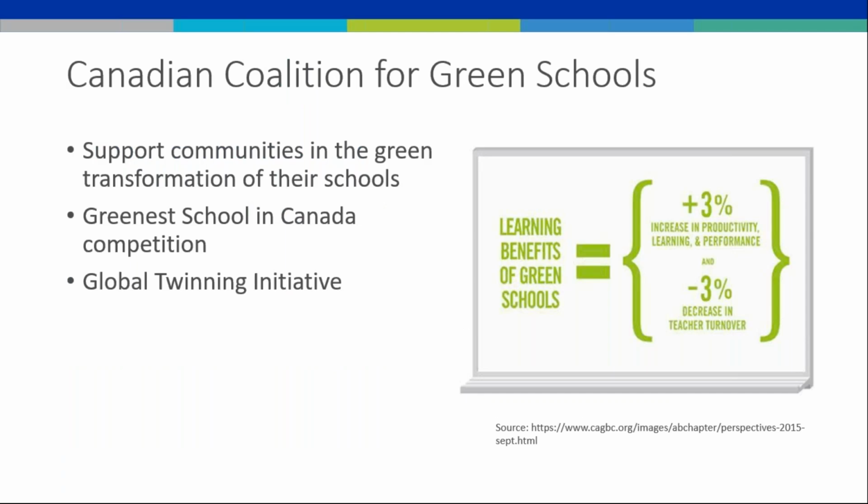So the Canadian Coalition for Green Schools contribute their time and expertise to support communities in the transformation of their schools. So this includes initiatives like the Greenest School in Canada competition, and they name the top 3 Canadian schools that lead the country each year. And then the winning school receives $2,000 in prize money to put toward their Green School project.